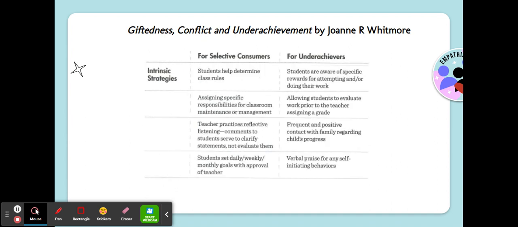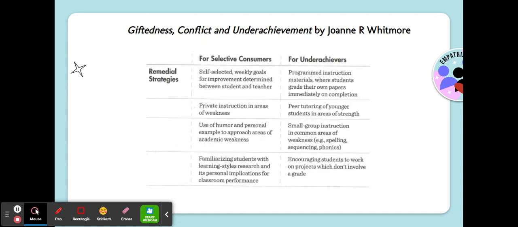Intrinsic strategies are designed to develop intrinsic achievement motivation through the child's discovery of rewards available as a result of efforts to learn, achieve, and contribute to the group. Remedial strategies are employed to improve the student's academic performance in an area of learning in which he or she has evidenced difficulty learning, has expressed a sense of failure, and has become unmotivated to engage in learning tasks.